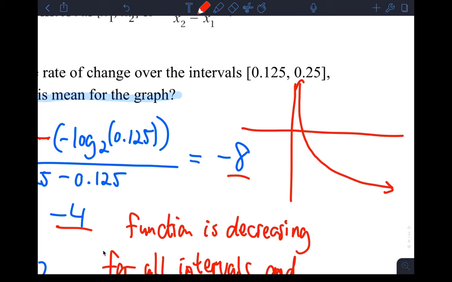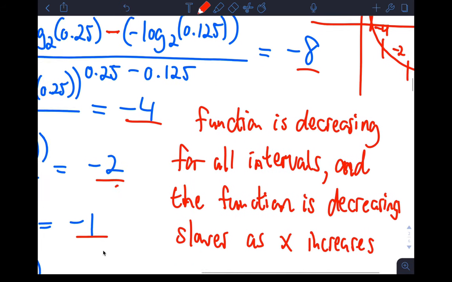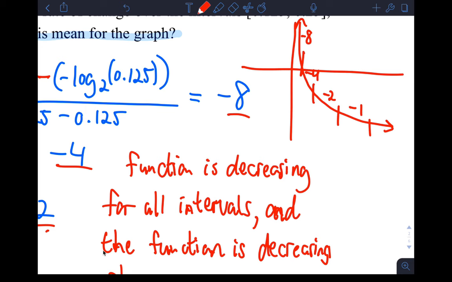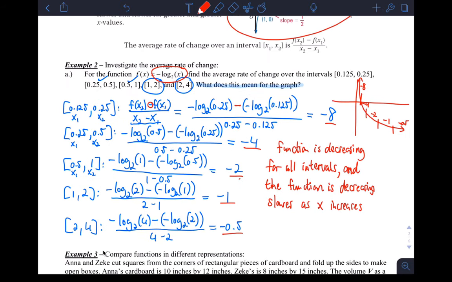All right, and what we're saying is, this shows clearly that the function is decreasing over the intervals that we've broken it into, but it's decreasing at a slower rate. So here it was decreasing at rate negative 8, here the slope was negative 4, here the average rate of change was negative 2, then we got to negative 1, and eventually negative 0.5. So it's decreasing slower, but it's still decreasing. Okay, so that's what this type of analysis lets you conclude about the graph without actually graphing it. This is not a real graph. This is just an approximate representation.